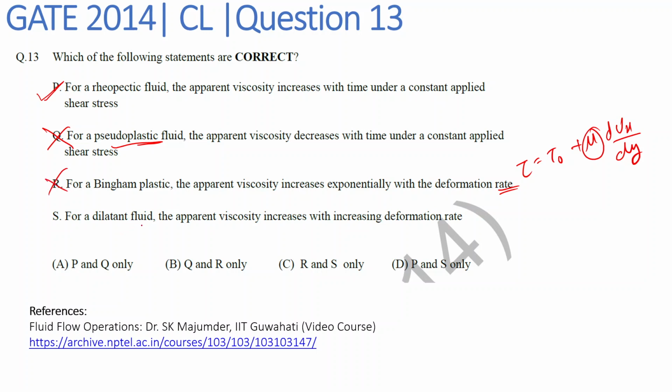Then the last option is for a dilatant fluid, the apparent viscosity increases with increasing deformation rate. So yes, option S will be correct, because for a dilatant fluid, the viscosity will be a function of this form, mu is equal to (dv by dy) raised to n minus 1. So this is our deformation rate and it will vary with this. So from the given options, we can select option D as the correct one. That is, P and S are the correct options.